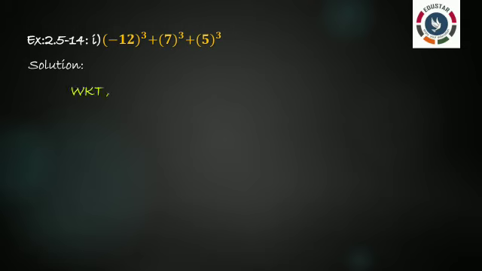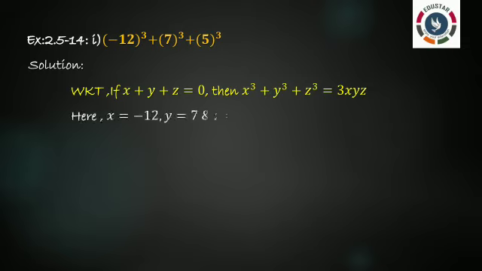So here we are going to use the result of the previous sum. That is, if x plus y plus z is equal to 0, then x cube plus y cube plus z cube is equal to 3xyz. So here, what is your x value? Minus 12. And your y value is 7. And z value is 5. So x plus y plus z is equal to how much?